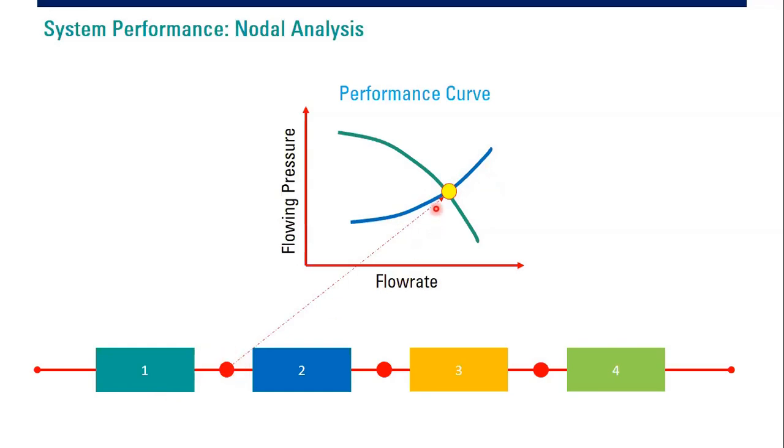The intersection between the performance curve of block 1 and the performance curve of block 2 actually comes from this node, the interface between these two blocks. Later on we will call it the operating point, when we start talking about nodal analysis in petroleum engineering. We are still talking in a general view right now. The intersection between curve 1 and curve 2 is our operating point.